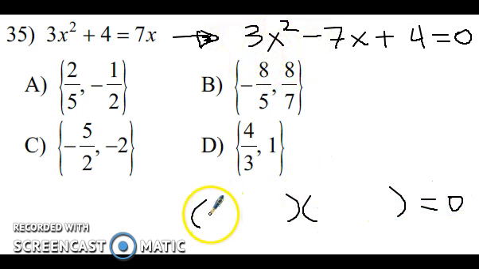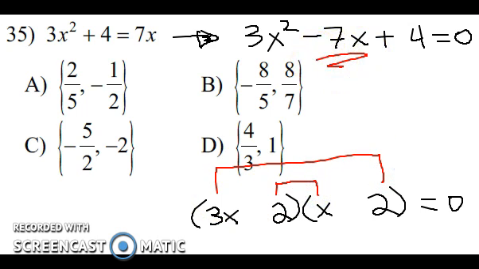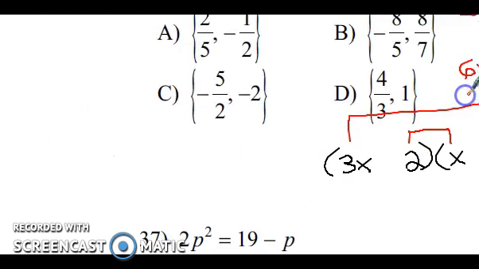So 3x squared is made up of 3x times x, and 4 is made up of 2 times 2, or 4 times 1. So let's see if 2 and 2 will work out. The outer terms and the inner terms have to combine to give me the middle term there. So 6x gives me the outer, and 2x gives me the inner. There's no way I can get a minus 7x out of that. That's not working.